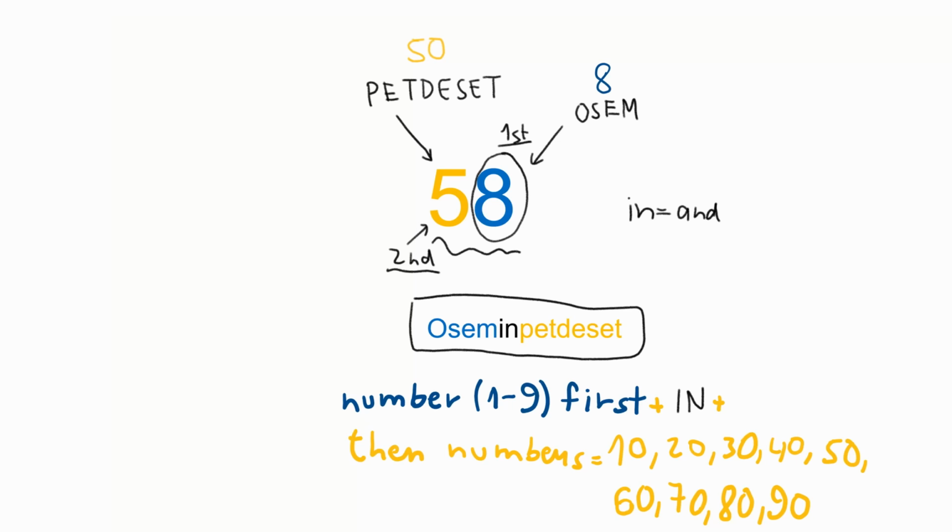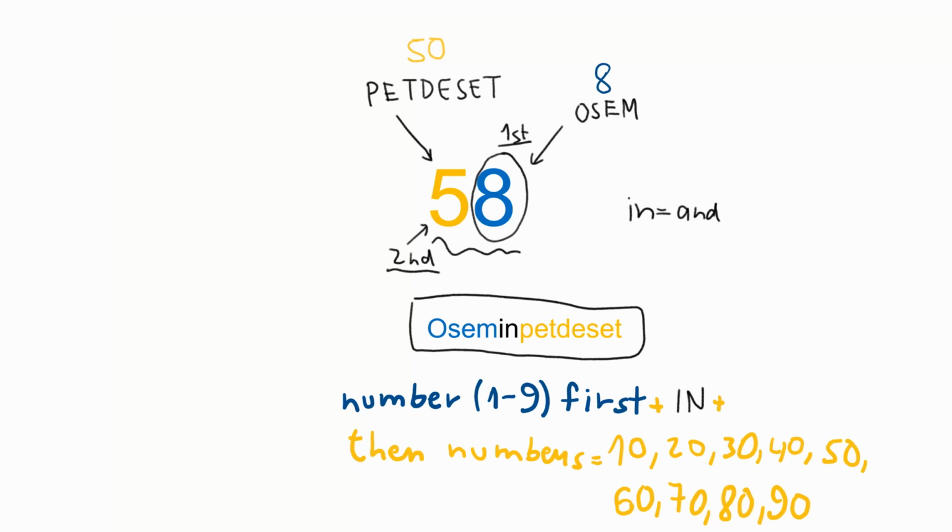Okay, so we have 58, but that's not how we do it in Slovene. In Slovene, we first say the second number, so the numbers that are from 1 to 9, okay? And then we say the first number, which are numbers 10, 20, 30, 40, 50, 60, 70, and so on. So in Slovene we say, and I'll do it in English first, 8 and 50. Okay, 8 and 50. Try to remember this.